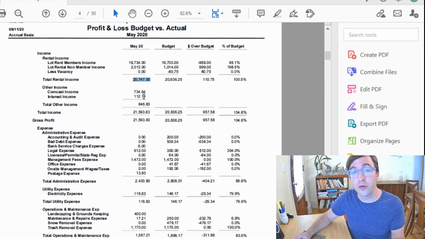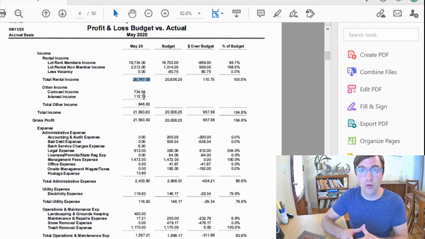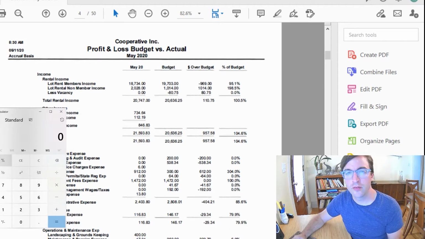And if you know what the total number of lots available overall in your community is, you can calculate how many vacancies you have too. Let's try this with this co-op's financials. All right, to start, I know that this co-op has 64 total sites. To do this, you should know how many total sites your co-op has available.